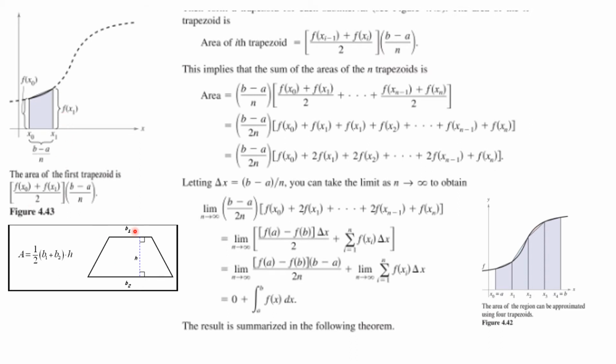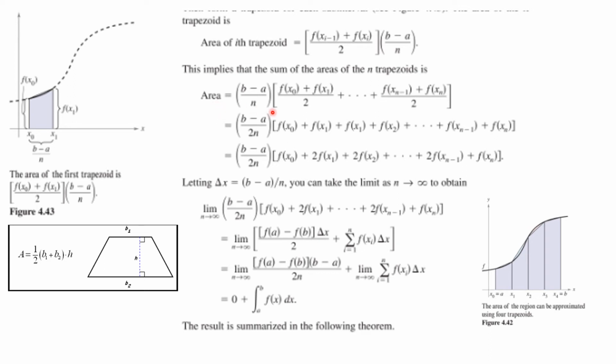Now, if you look at our picture here, what you see is the difference between the bases is going to be (b minus a) over n, and the average of the bases is going to be (f(x0) plus f(x1)) all over 2. So that's the average of the bases. So this is the area of the ith trapezoid. Notice I have i minus 1 and i here. And so for the sum, I just add them up.